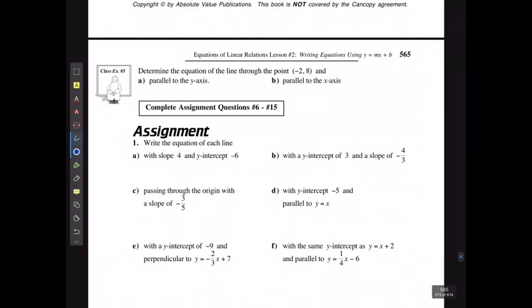If I'm determining the equation of a line that passes through the point of negative 2 and 8 and is parallel to the y-axis, well, parallel to the y-axis means it's also going straight up and down. This one is just going to be x is equal to negative 2. If it's parallel to the x-axis, then it's going to be going horizontally like the x-axis is. That's going to be y is equal to 8.